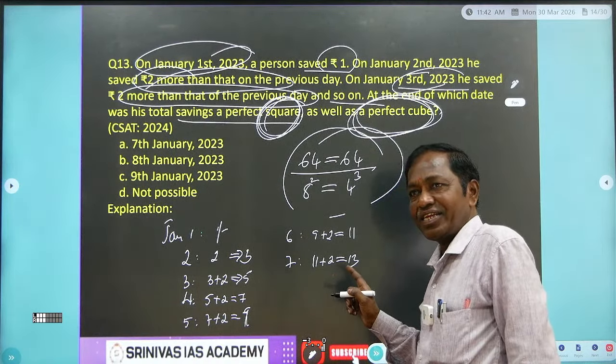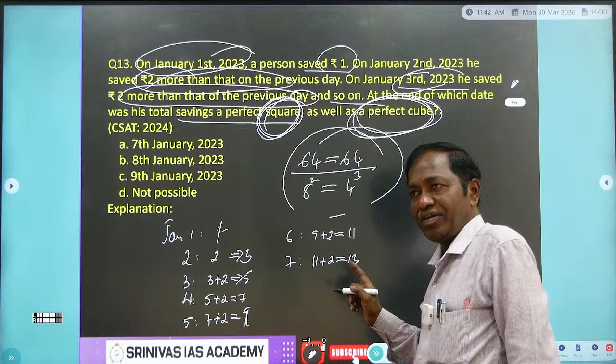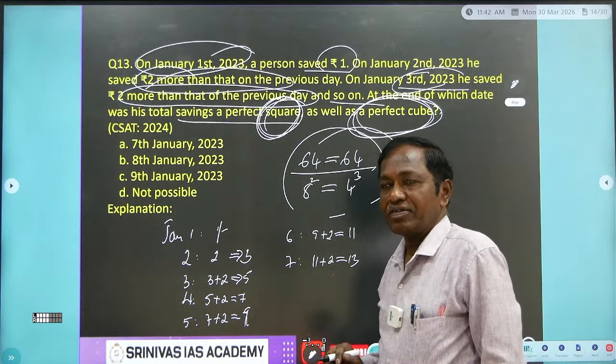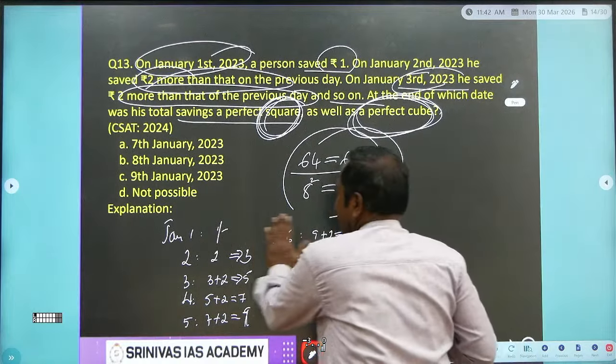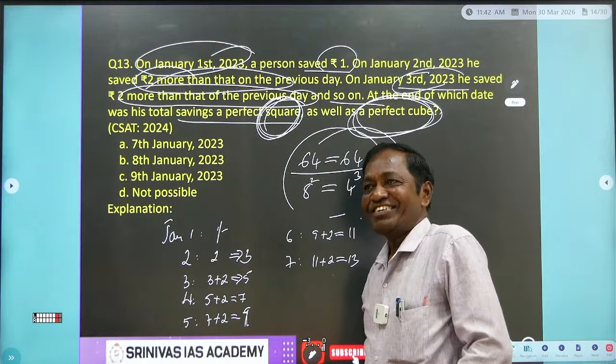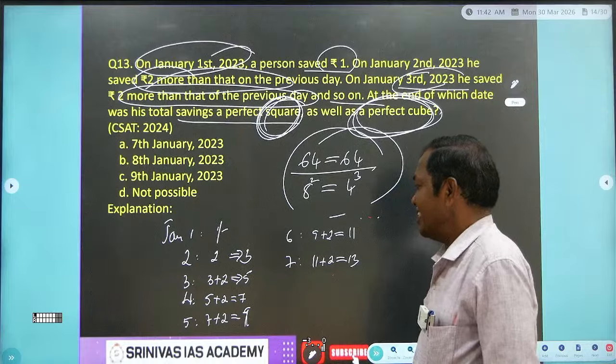Sir, perfect, whatever you said is correct, sir. So by January 3rd he has saved 5 plus 3, 8 rupees, plus 1, 9 rupees. No, see, sir. I'll speak, sir. Please wait, sir. Simple. All the savings, sir, we have to add. Write for the 8th day also, sir.